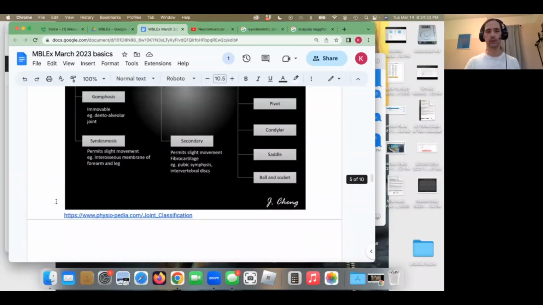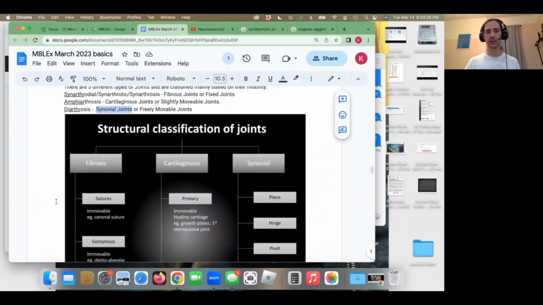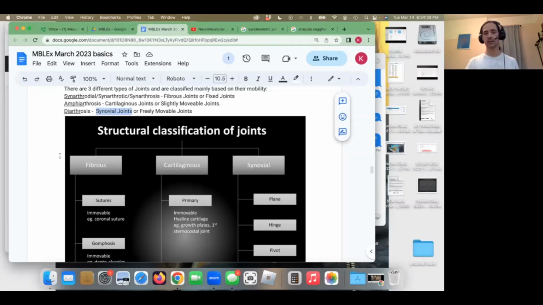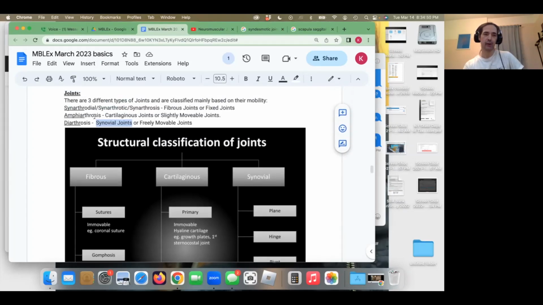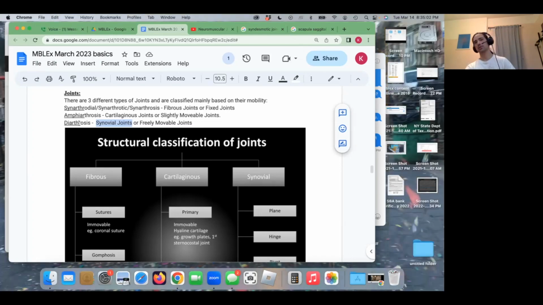All right, so just to review before we start getting into the details, synarthrotic has fibrous connective tissue joining two bones, and there's no movement between them. They're also called fibrous. And amphiarthrodial, amphiarthrosis are also called cartilaginous or slightly movable. Diarthrotic, diarthrodial, diarthrosis joints are also called synovial joints or freely movable. So you will hear fibrous, cartilaginous, or synovial. That's the same as synarthrotic, amphiarthrotic, diarthrotic, respectively.